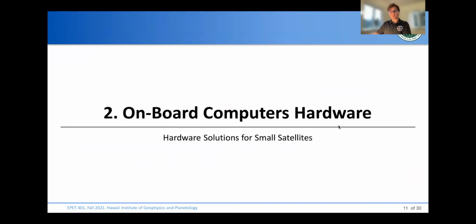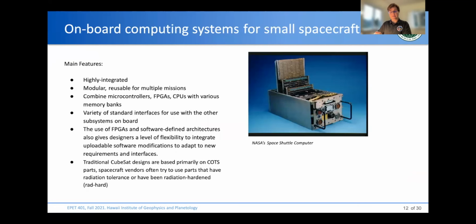Okay, so let's talk a little bit more about onboard computer hardware and the various solutions that are out there. One thing we want about an onboard computer is to have it highly integrated. We don't want too many boards laying around, especially for CubeSats. We want it to be modular and reusable for multiple missions. We want to be able to combine multiple microcontrollers, FPGA, CPUs, memory. So again, we don't want things laying all over the place.